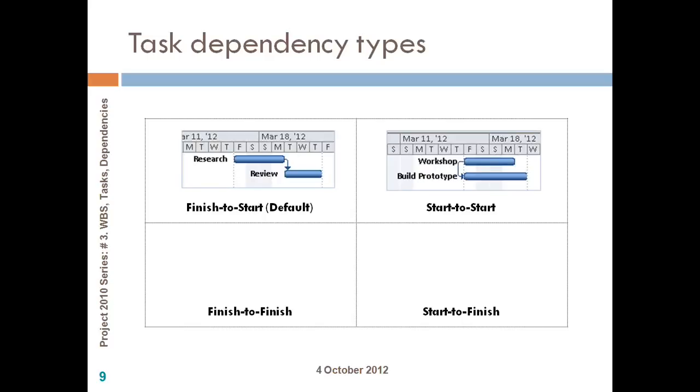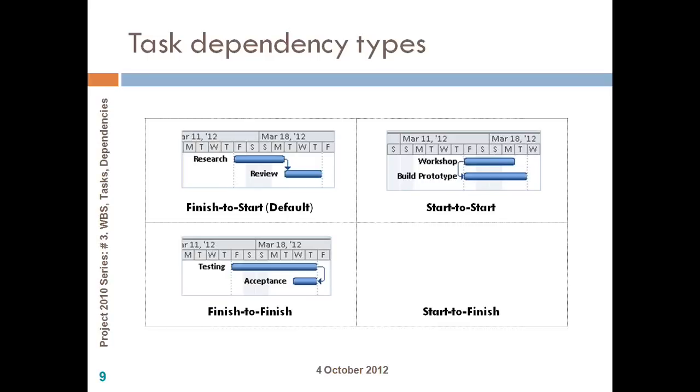The second type of dependency is start to start, which means only when the first activity starts, the second activity can start on or after the particular date. For example, let's say we have a workshop and we also have building a prototype. The way in which the project is structured is, as the workshop is conducted, a prototype is going to be developed in parallel. So if the workshop is going to be delayed, naturally I cannot start preparing a prototype because the workshop is feeding information for my prototype development. So here you can see the start of workshop is connected to the start of building prototype. So this is an example for start to start.